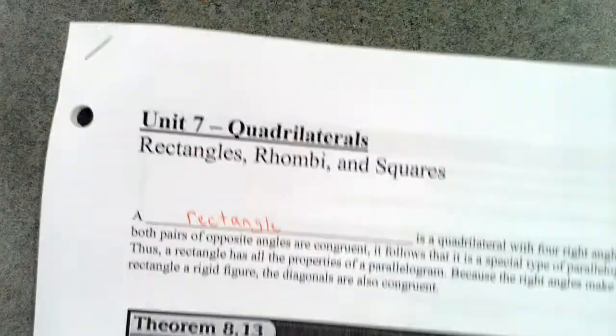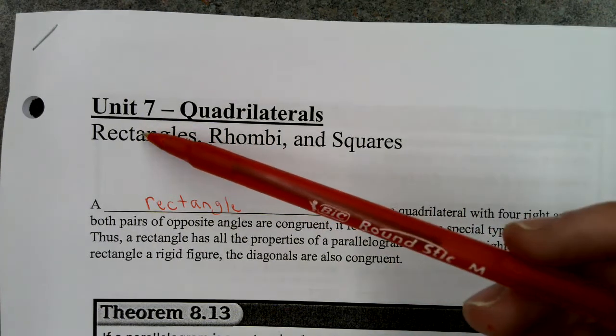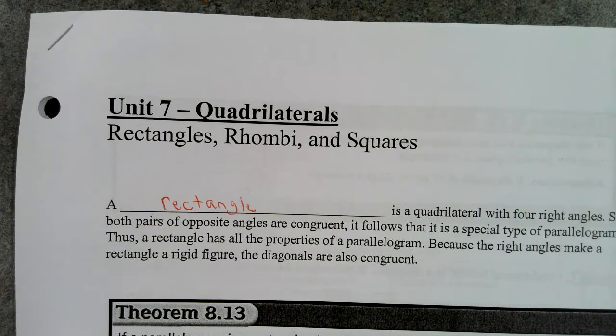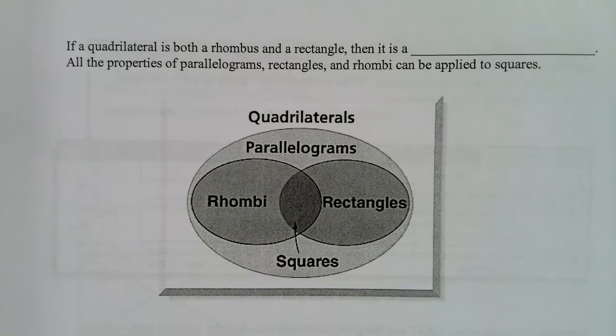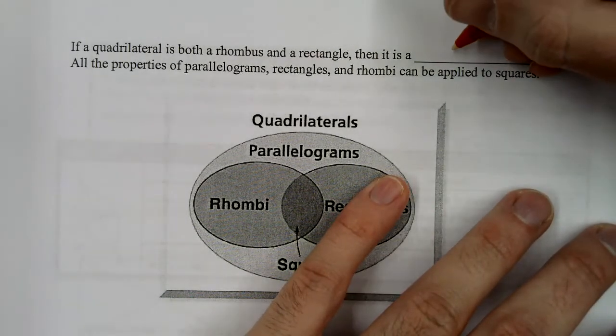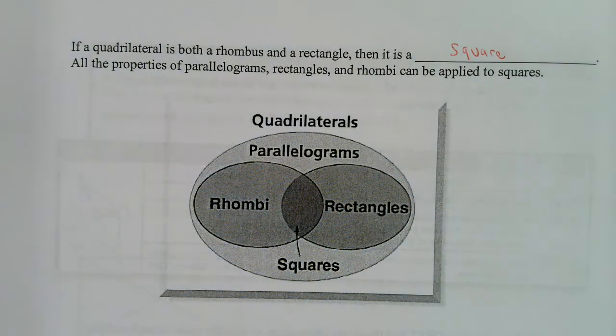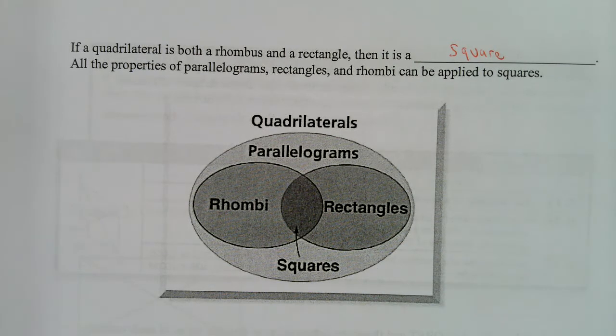So we talked about rectangles and we talked about rhombi. If you have all the characteristics of a rectangle and a rhombus combined into one, that is a square. If a quadrilateral is both a rhombus and a rectangle, then it is a square. In other words, if you have four right angles and all four sides congruent, then it's a square. So all the properties of parallelograms, rectangles, and rhombi can be applied to squares.